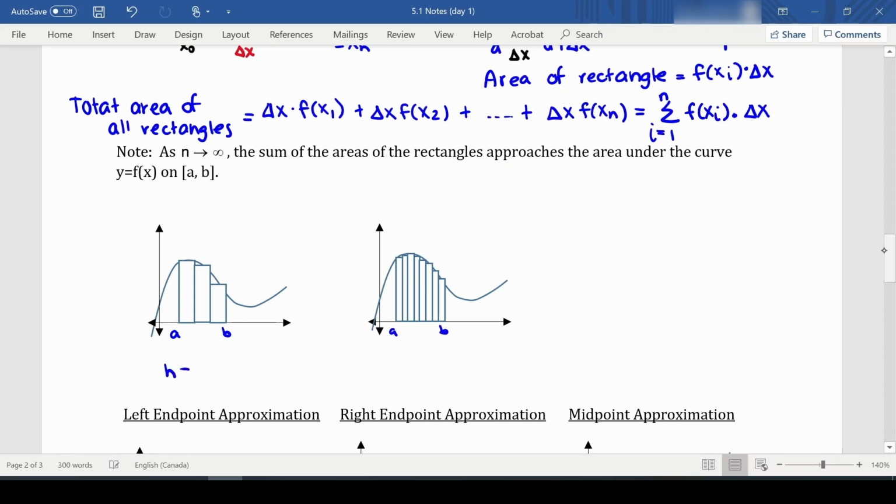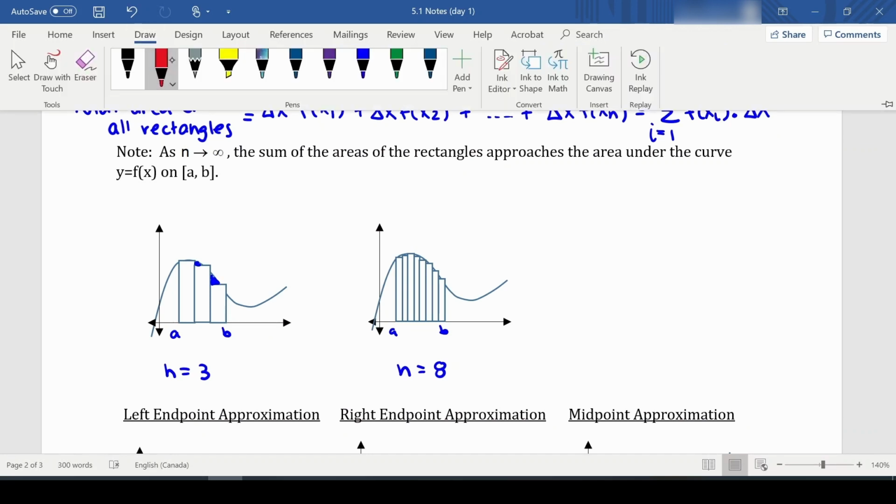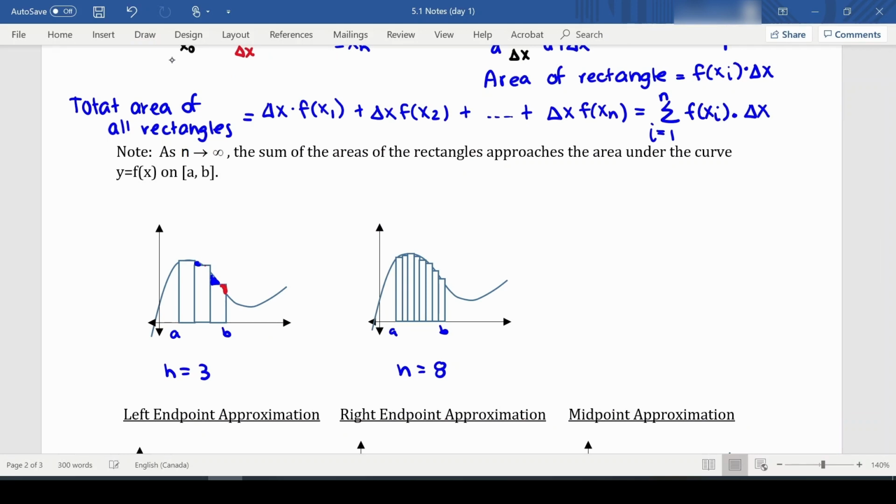Here, n is 3. The number of rectangles is 3. And here our n is 8. We can see that with n being 8, we have very few gaps, and the gaps are very small. With n equal to 3, we have one very large gap right here and another very large gap here. And we have an overshoot right here and another overshoot right here. So we are a little bit farther off than we would be if we had more rectangles.